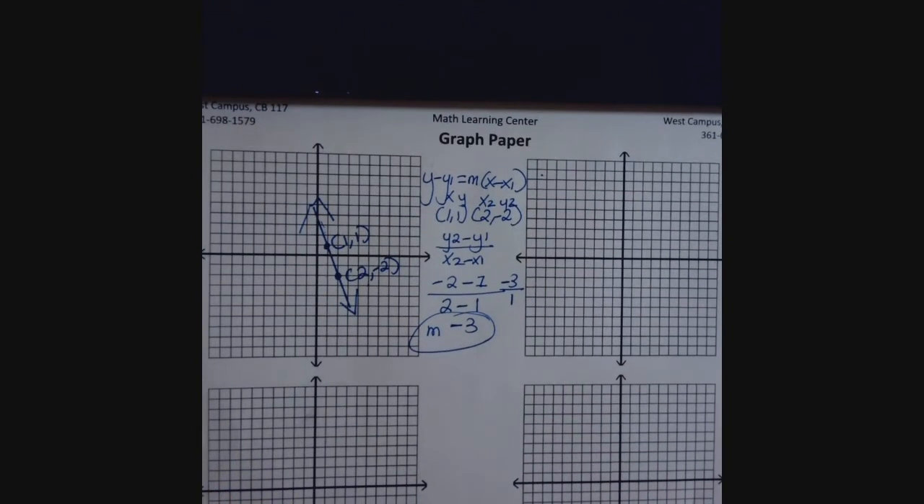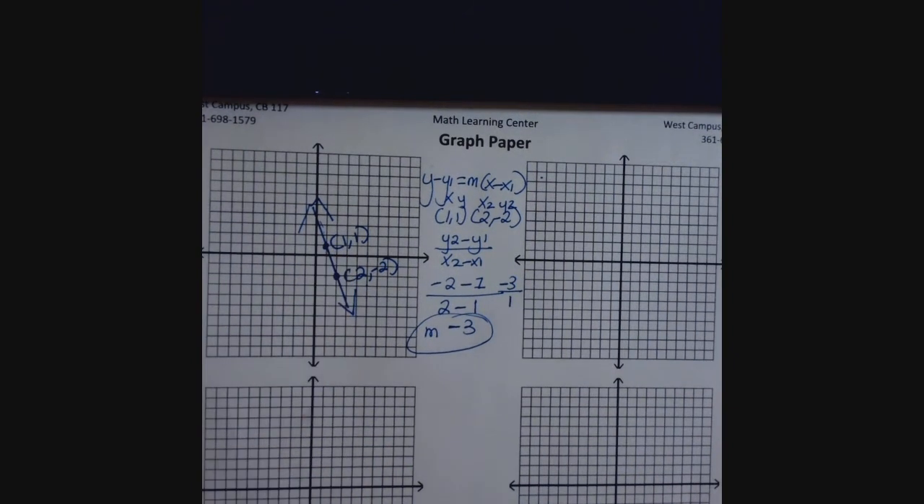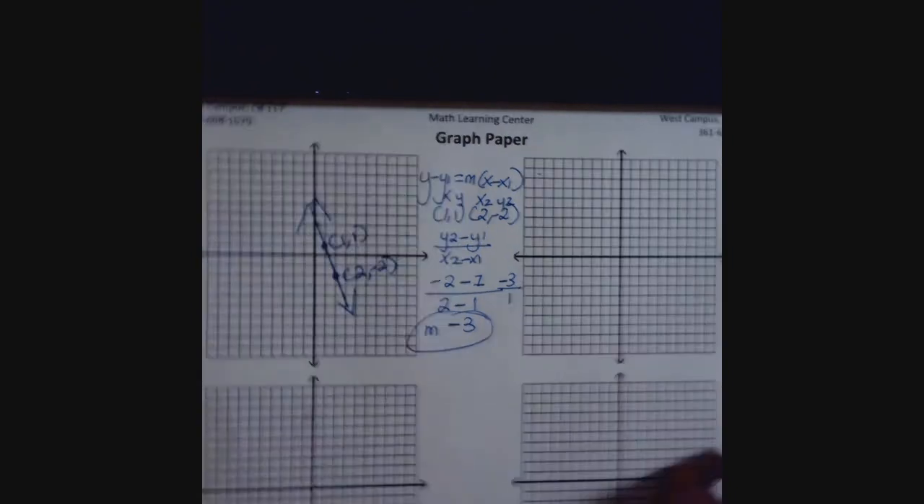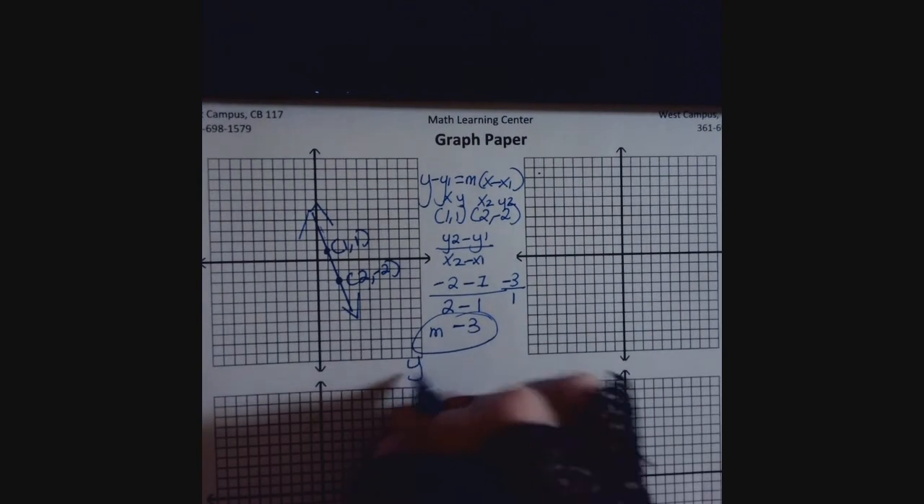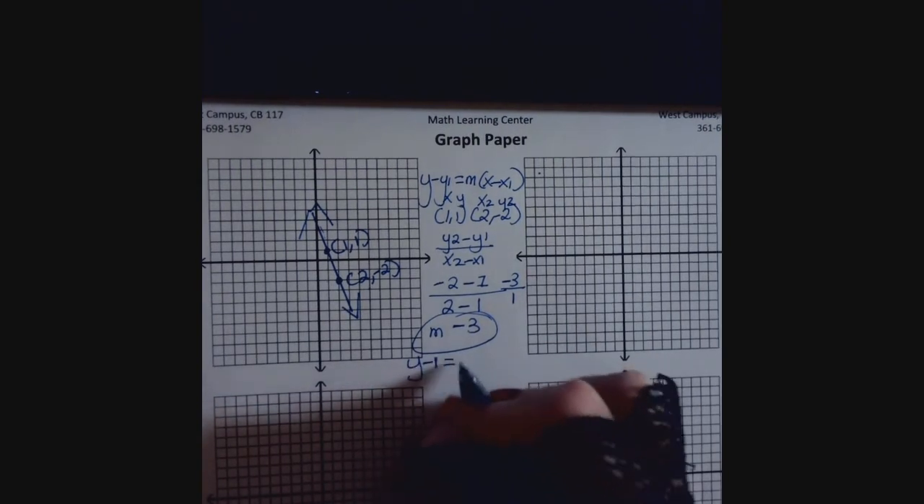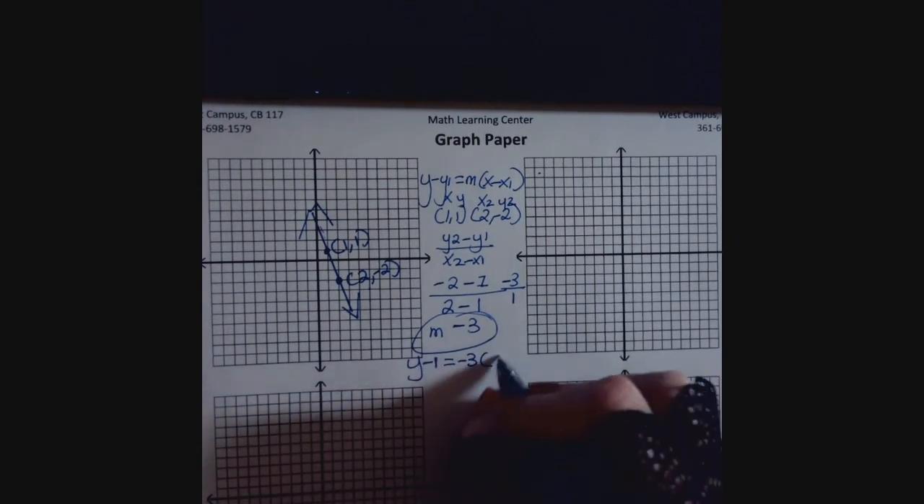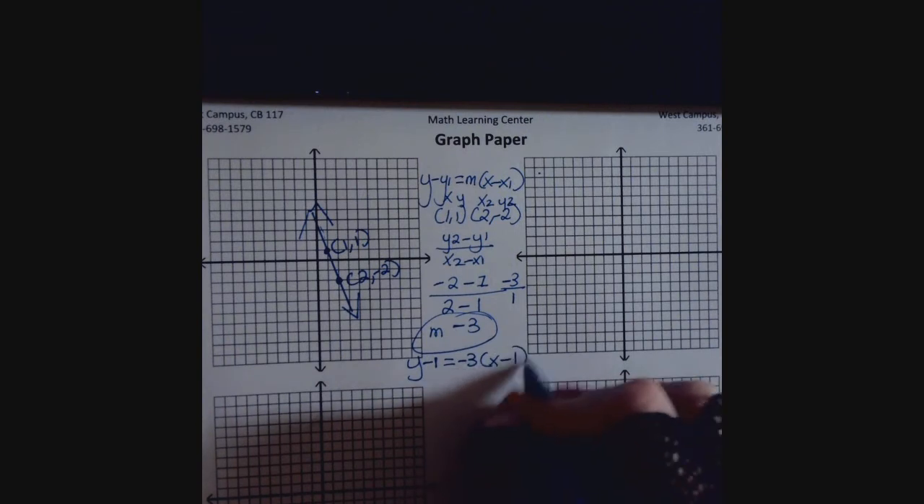So now I'm going to pick an ordered pair to put into point slope form, and then from there we can put it into standard form. Remember, it doesn't matter which one we use. I use 1 and 1 because they're both the same and they're not negatives. Anytime that you can deal with positive numbers, it makes it a little easier. So y minus 1 equals negative 3 times (x minus 1).